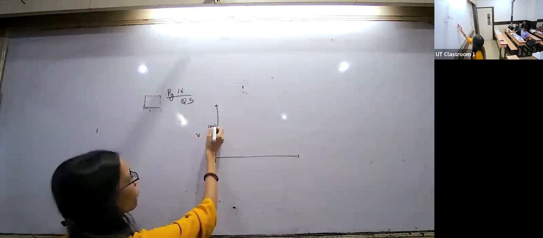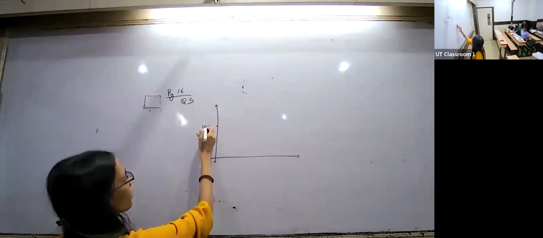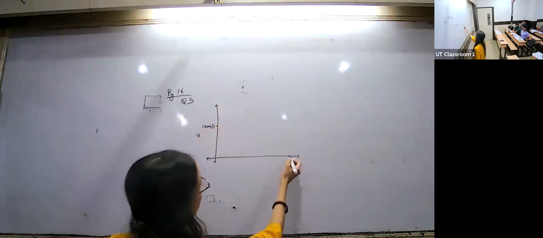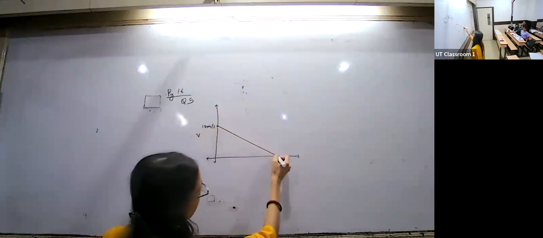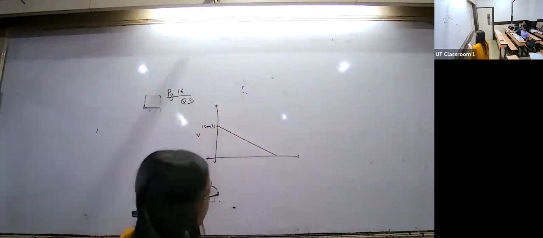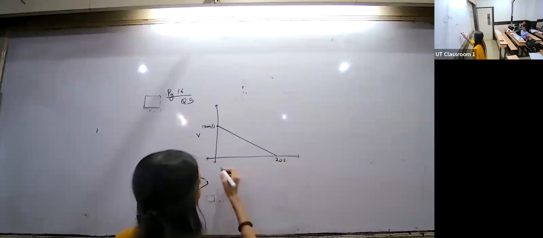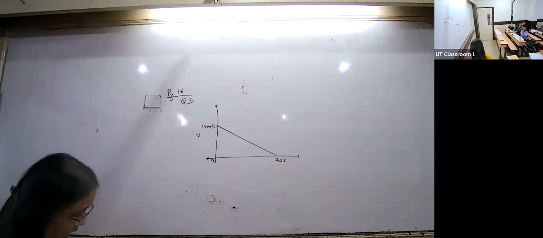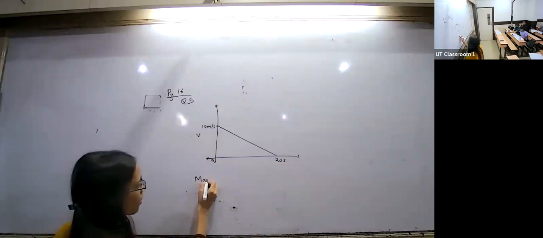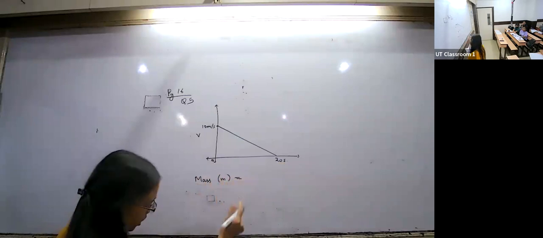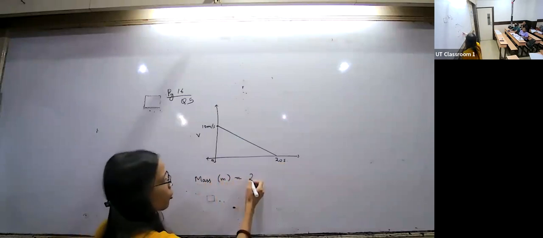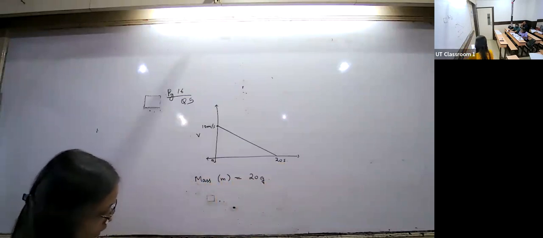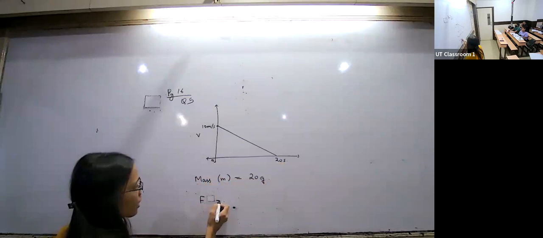Velocity is 10 meter per second. It takes how much time? 20 seconds to come to rest. Okay. And what is the other information given? Mass M is given. It is how much? 20 grams, I guess. Yes, 20 grams. And what are they asking you to find? Find the force. Force that is required.